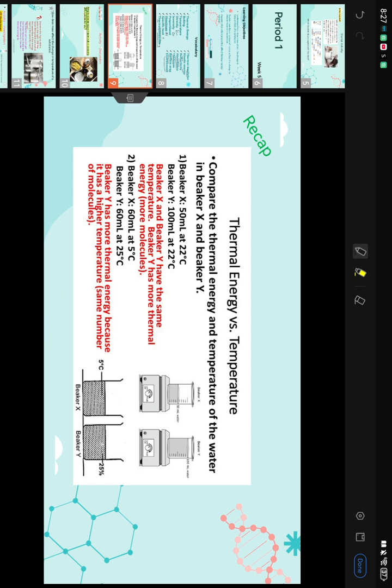So if we have two beakers here, it's an example for thermal energy and temperature. This is beaker X and this one is beaker Y. Beaker X has 50 ml and beaker Y has 100 ml, both of them at the same temperature. So which one has more thermal energy? We can say beaker Y has more thermal energy because it has more mass or more molecules. Here we have 100 ml and here we have 50 ml.